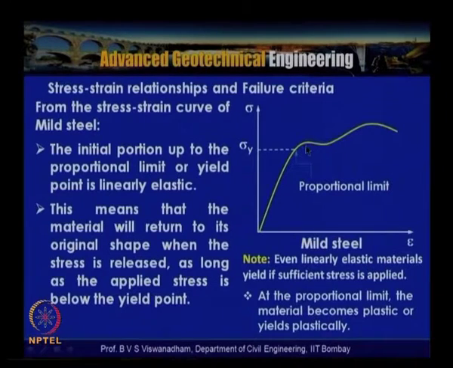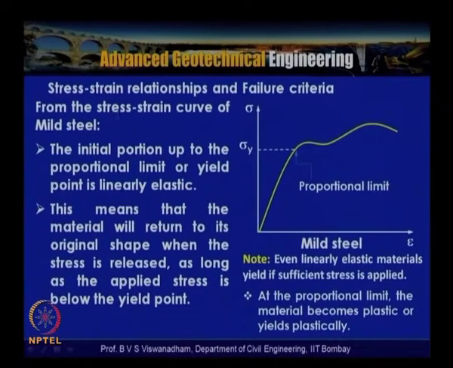You can see that there is a hump which is created, and then hardening takes place, and then some softening takes place here. Softening indicates that with increase in the strain there is a decrease in the stress, whereas hardening means that with increase in the strain there is a gradual increase in the strength.